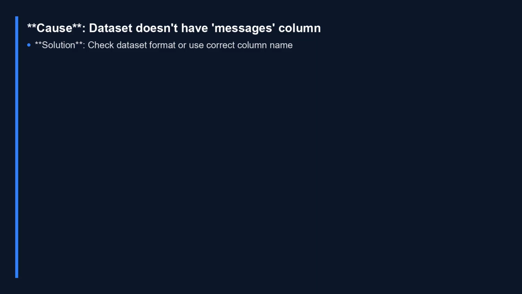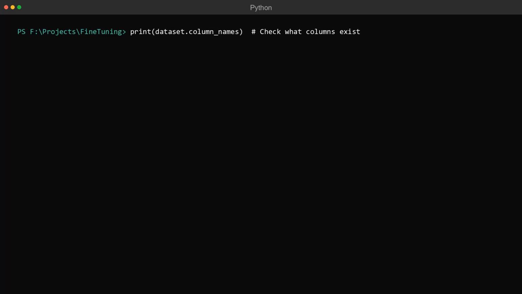Common issues. The most common error at the formatting step is a KeyError on messages. It means your dataset doesn't have a column by that name. Before assuming your data is broken, check what columns actually exist. Printing dataset.column_names tells you exactly what the library sees. If you get text or conversation or input instead of messages, that's not a data problem, it's a column name mismatch. Either rename the column during loading or update your formatting function to reference the correct name. 2 minutes to check this saves you from chasing a phantom bug.